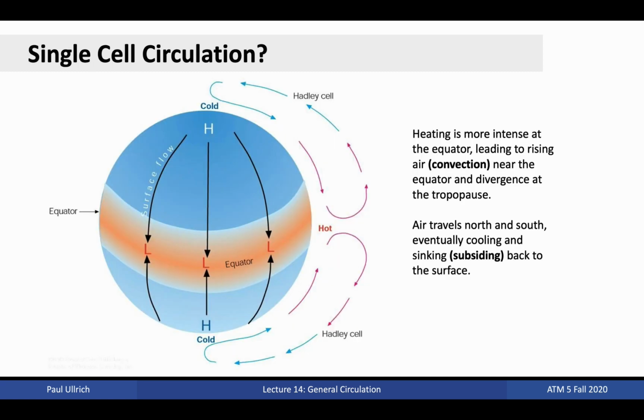Intuitively, this framing would seem to suggest a single-cell circulation model like the one depicted here, namely rising motion at the equator, divergence towards the two poles, and sinking motion in the subpolar to polar latitudes before air returns to the equator. Such a model would imply that air essentially travels directly between the equator and poles, in both directions.